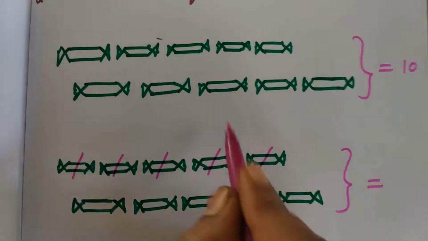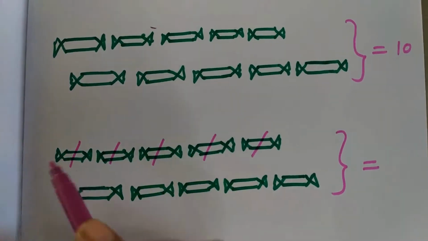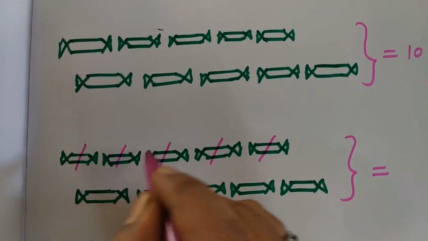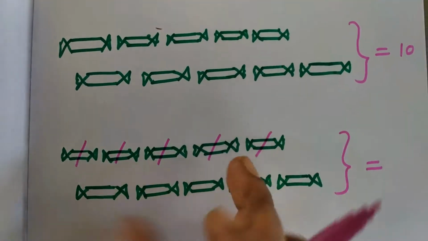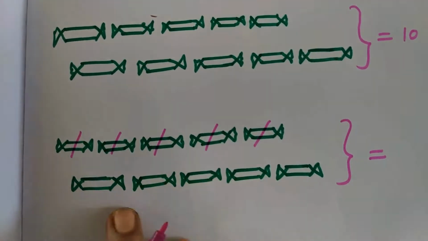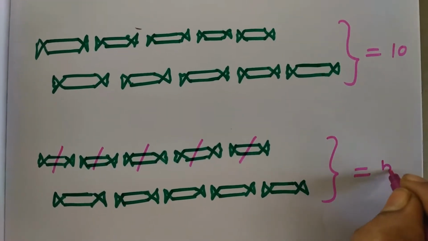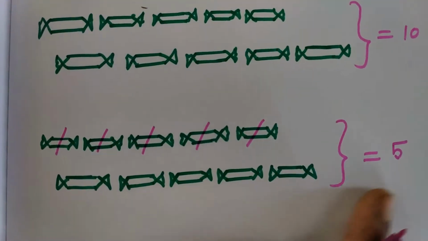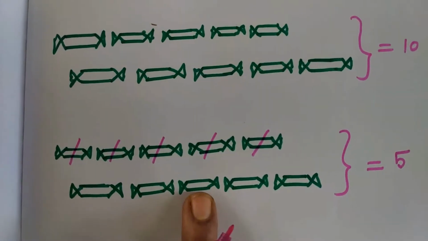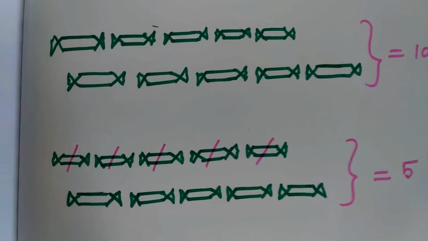Okay, so here I have drawn 10 chocolates totally. Out of 10, if I took away 5 chocolates, I will strike them out. I have taken 5 chocolates. So remaining, how many chocolates are there? 5. 1, 2, 3, 4, 5. So only 5 chocolates you will be having. So this we call a subtraction.